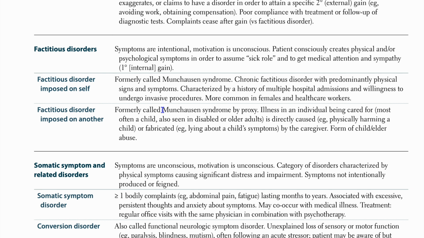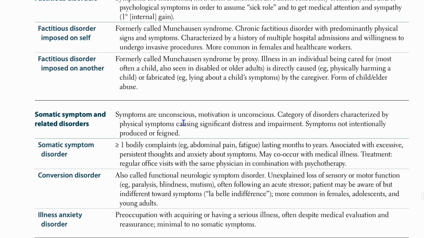That's the one that stuck with me. They were testing for tumors and all this stuff, but nothing came back positive. The reason the levels were rising again in the hospital is because she was sneaking in salt and feeding it to the child. So, a form of child and elder abuse: Munchausen syndrome by proxy.